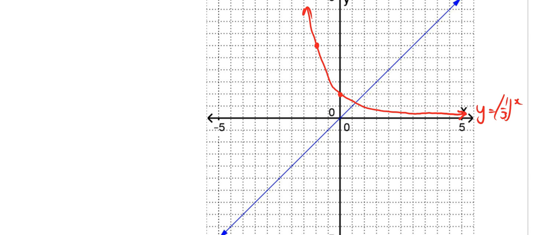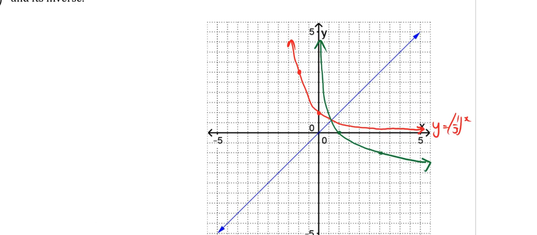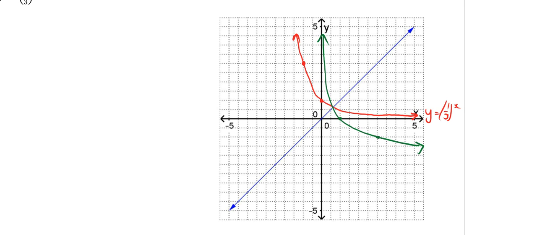And so then the reciprocal of that is going to look like this. And I'm going to take this point, which is -1, 3, and I'll go 3, 1, 2, 3, -1. So this one's going to go like this. Something like that. So this one is y equals, I'll do it over here, y equals log base 1/3 of x.